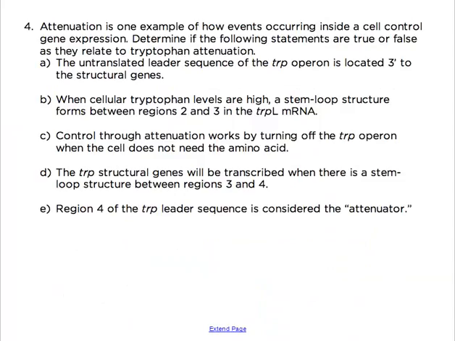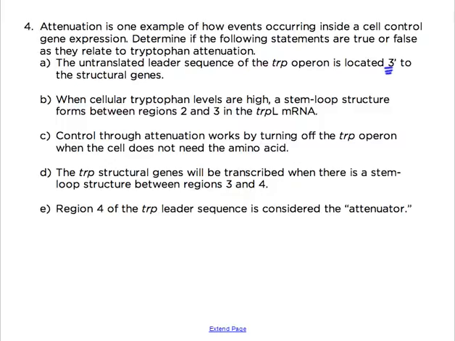Problem 4. Attenuation is one example of how events occurring inside a cell control gene expression. Determine if the following statements are true or false as they relate to tryptophan attenuation. A. The untranslated leader sequence of the TRP operon is located 3' to the structural genes. So this is a small detail, but it's actually false. And that's because it says 3'.